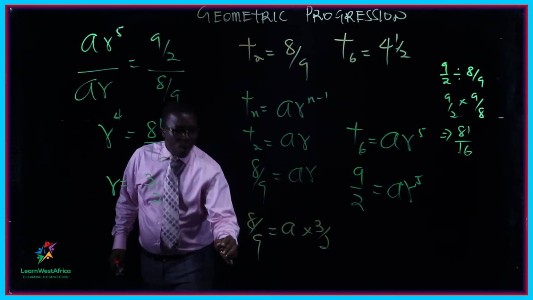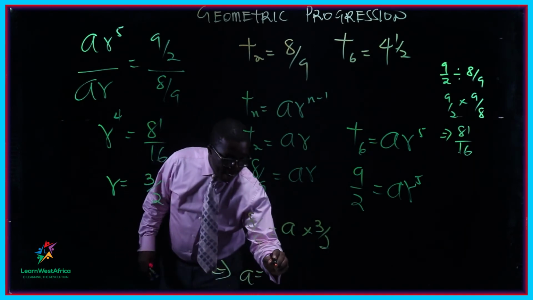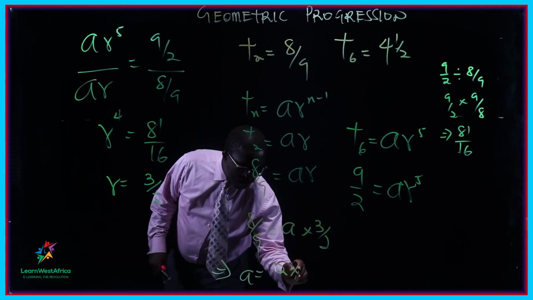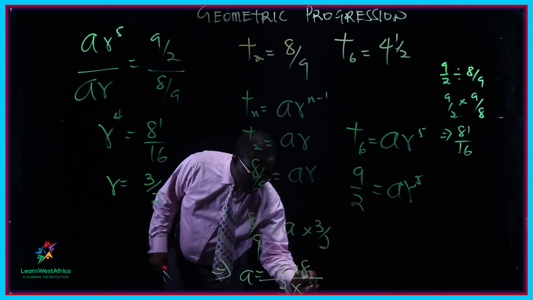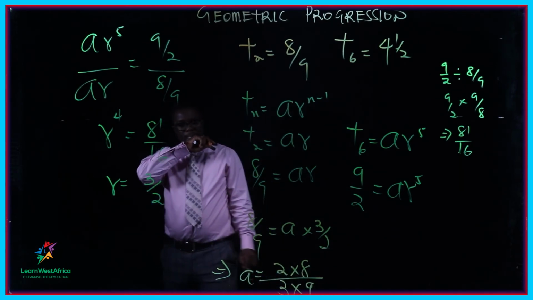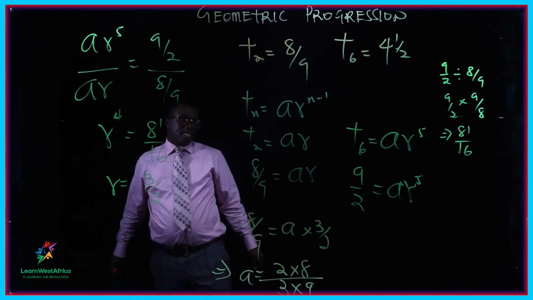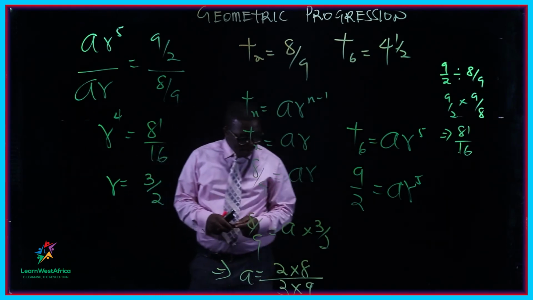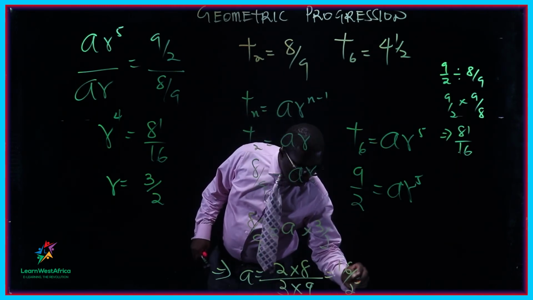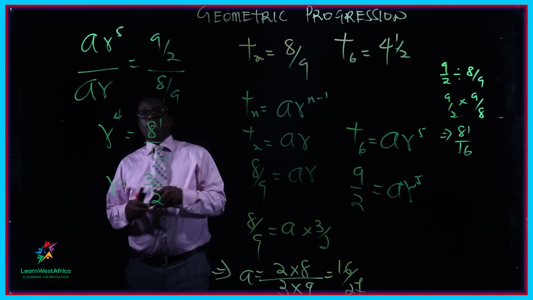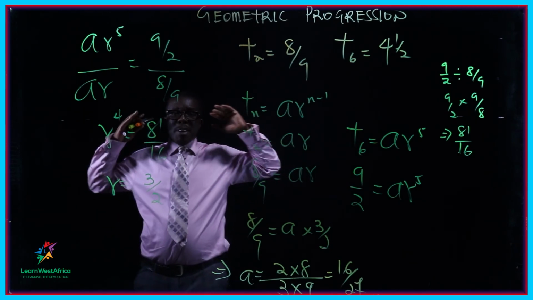Okay? So this implies that our A will be equal to 2 will go there and multiply, 2 times 8 all over 3 times 9. That should be easy for us to solve, right? So that's going to be our first term. Okay, so our first term should give us 16 over 27. You see how easy that is? You're just able to work it out and you shouldn't have any problems at all.